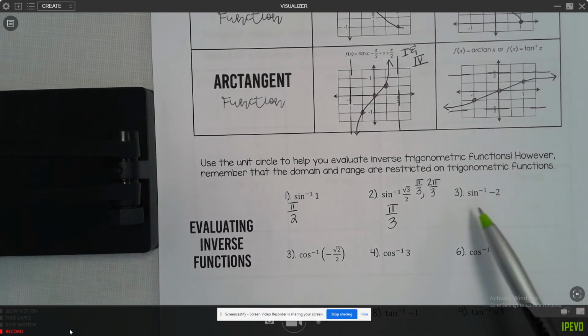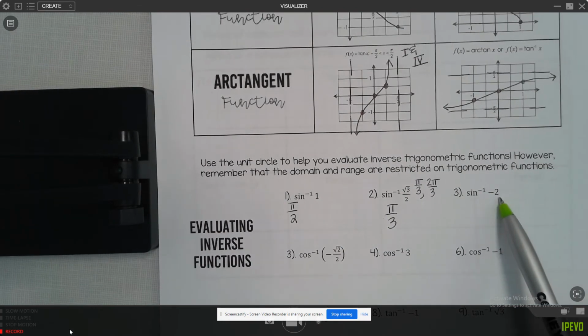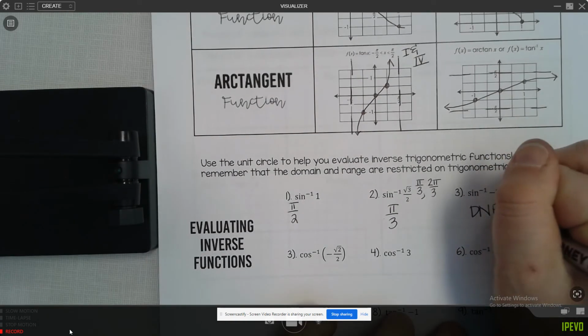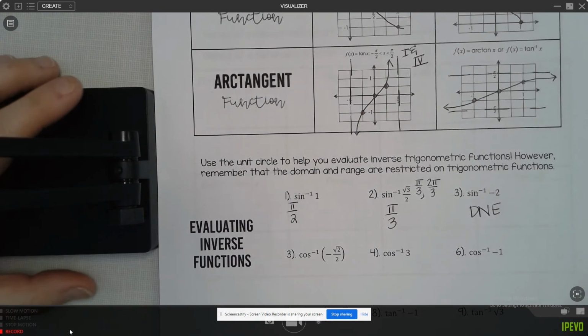All right, next one. The inverse sine of negative 2. Now, does sine ever equal negative 2? It doesn't, so this does not exist. Okay, it goes from negative 1 to 1.